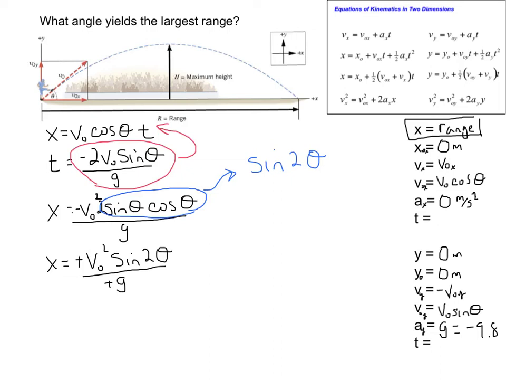Back to that sine of 2 theta, that's really important because if you look at what we have now with this range equation, we have an equation that is a function of theta. It's also a function of initial speed and the acceleration due to gravity, but in a given problem, those two values don't really matter because remember our question was what angle yields the largest range. That's for any v initial and for any acceleration due to gravity. So we're really just concerned about maximizing my sine of 2 theta. So how do we maximize the sine of 2 theta?